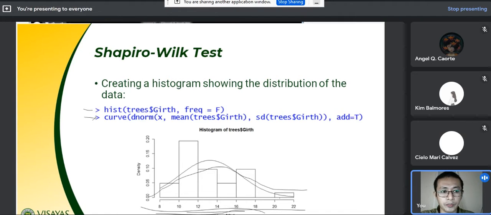So class, if you are not so certain whether this histogram is really presenting a normally distributed data, then you need to conduct your hypothesis test for normality. And from there, you can find out whether your data really follows a normal distribution or not. Okay, so I hope that's clear when using the Shapiro-Wilk test.